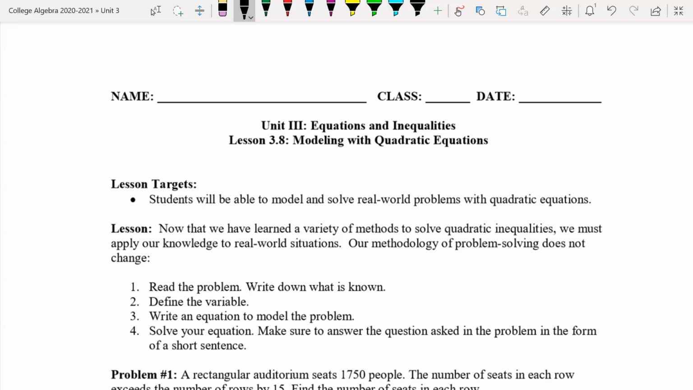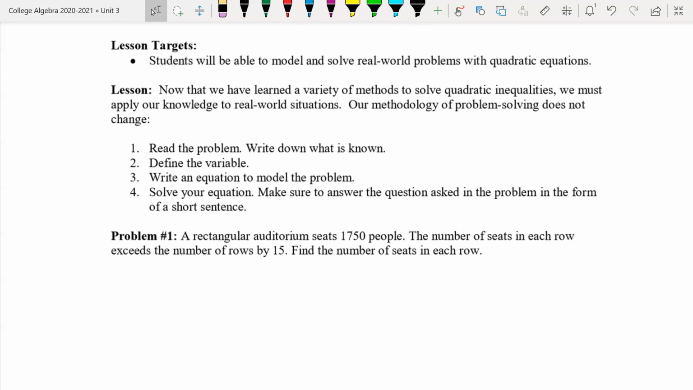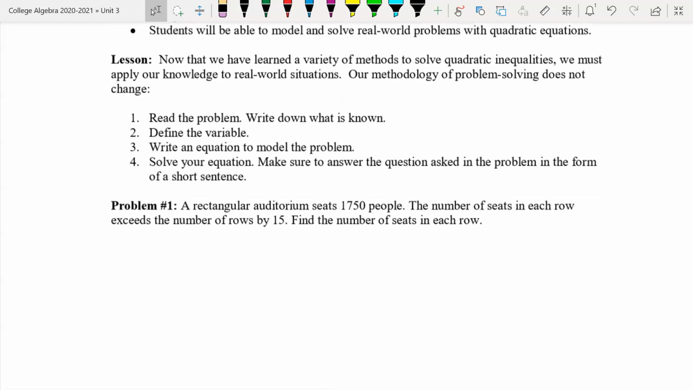With that being said, we're going to talk about modeling with quadratic equations. Like I said, your homework's going to be 1.7 Hawks. It's the last one before we take the first big test. So typical solving of word problems, it hasn't really changed. We read the problem, write down what is known, define the variable, write an equation, and model the problem, and then solve the equation.